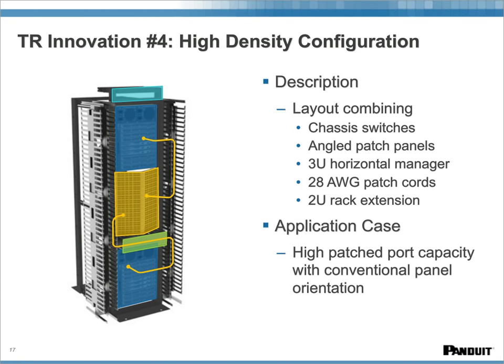The application here, obviously, is high patch port capacities within a single rack using conventional, meaning horizontal, panel orientations. For example, in this case, what you're looking at is enough RU in the switches and the panels and the horizontal manager to accommodate 672 ports. This can even scale up a little bit higher, as we'll see in a comparison between all solutions at the end.